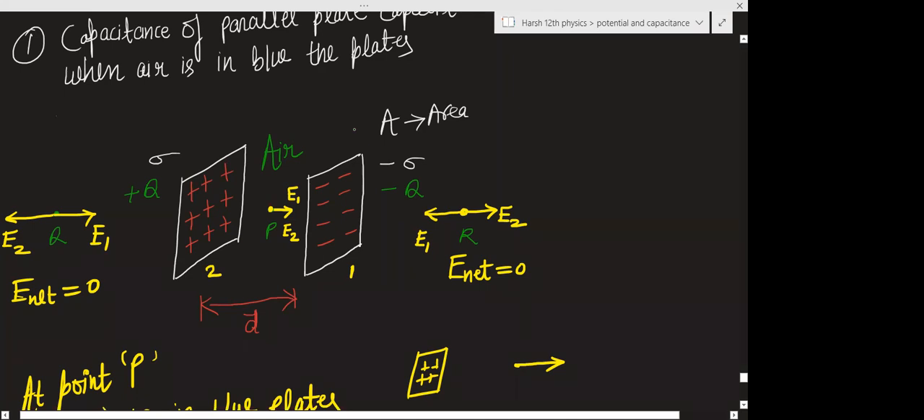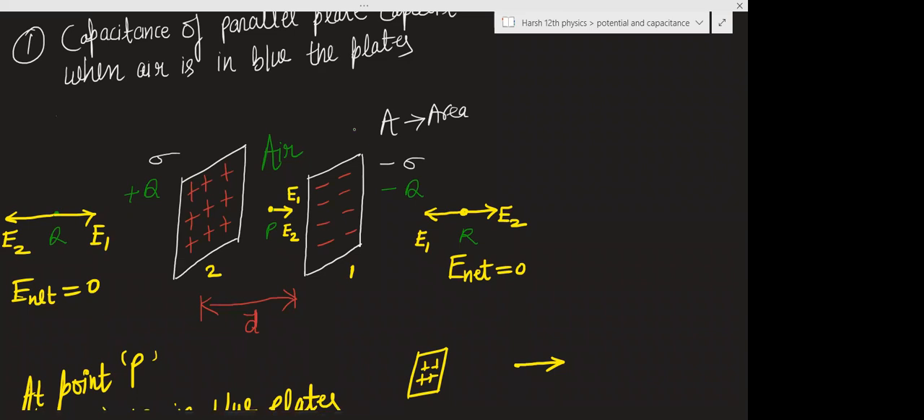All things are easy. We can calculate the potential: E into D equals potential. The total electric field in between the plates is sigma by epsilon naught. And if we calculate the electric field outside the plates, we get the value 0. There is no net electric field outside the plate.